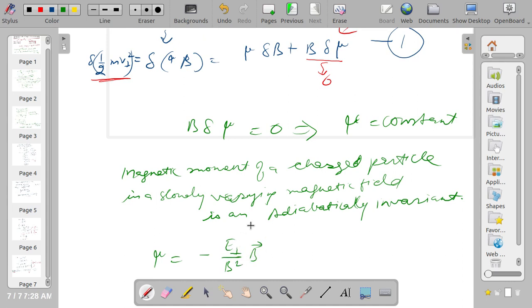So with this, the article is completed. Now in the next lecture I will talk about the space varying magnetic field, and that article is again very interesting, and it is split into 3 parts. So I will talk about it later.